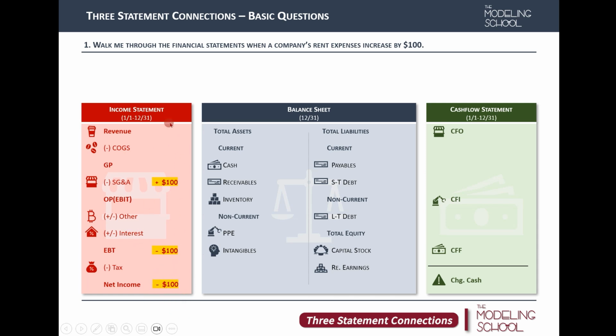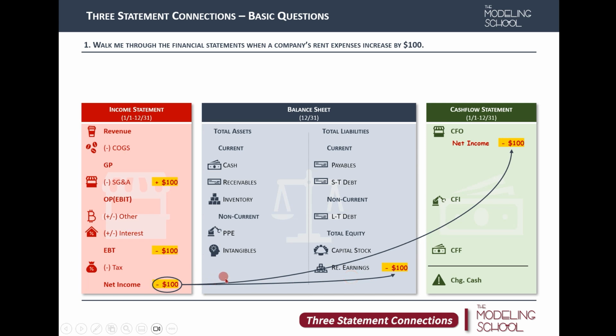So this is fairly easy. Remember that net income becomes the starting point of the cash flow statement, and also net income is going to affect retained earnings balances by the net income amount. So $100 would decrease from the retained earnings account, and the cash flow statement is going to start from minus $100.